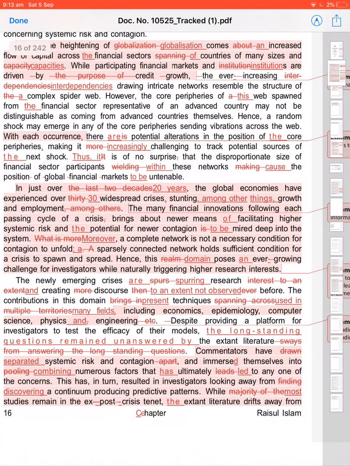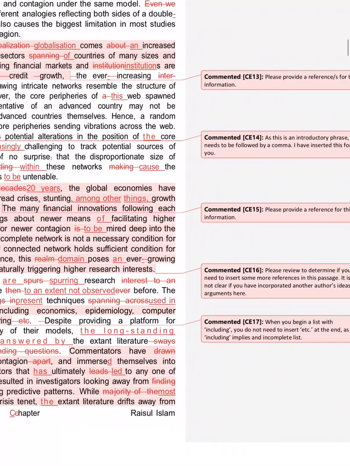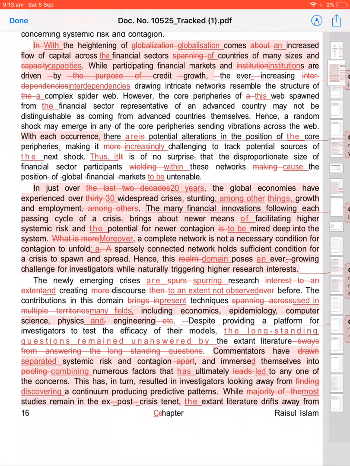However, the core peripheries of a web spawned from the financial sector. Of these webs, there's a condition here. It's not a common thing. Of these webs spawned from the financial sector. With each occurrence, this is an introductory phrase. It needs to be followed by a comma. With these occurrences, there are potential alterations in the position of the core peripheries, making it increasingly challenging to track potential sources.